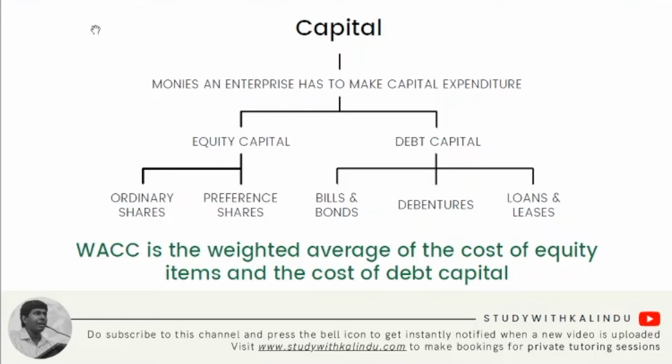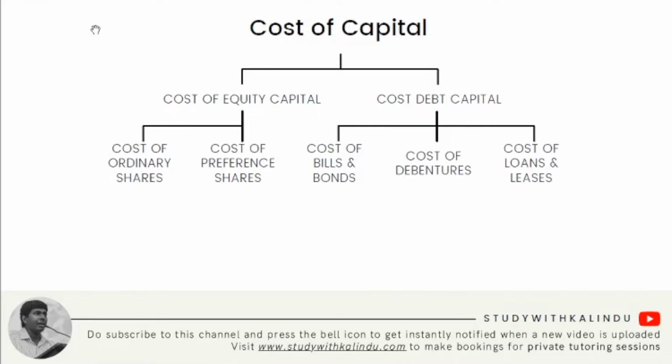Now let's look at the cost items of these capital components that we just discussed. So when we look at cost of capital, obviously, if capital is segregated into 2 components, equity and debt, the cost of capital will always be segregated into cost of equity and cost of debt. So cost of equity is nothing but the weighted average of cost of ordinary shares and cost of preference shares. Cost of debt capital is the weighted average of cost of bills and bonds, cost of debentures, cost of loans and leases, and all the other debt items you have.